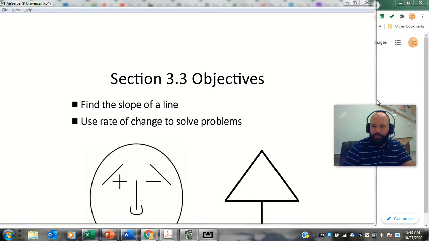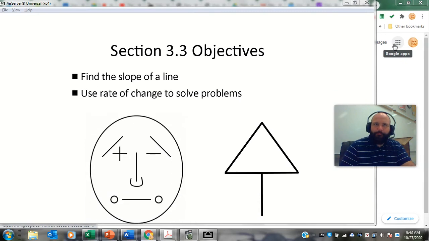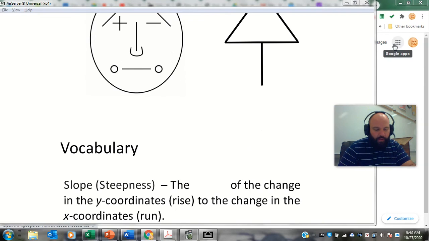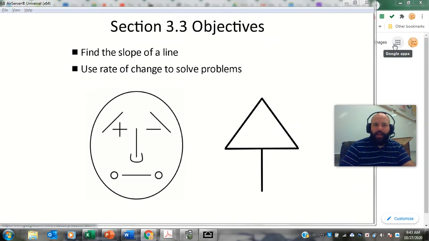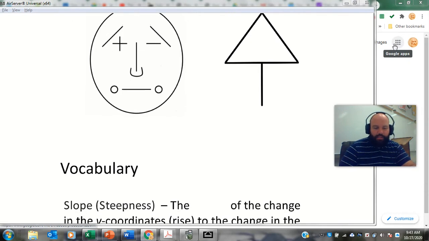What this chapter and section are discussing is the concept of slope. You may or may not be familiar with that concept. It's a fairly easy concept to understand. However, it's easily mixed up whenever you're actually trying to calculate the slope of something. So I'm going to explain to you what slope is. We're going to talk about finding the slope of the line, and then we're going to use rate of change, which is also another name for slope, to solve real-world word problems. And that will actually be in the next video that we watch.